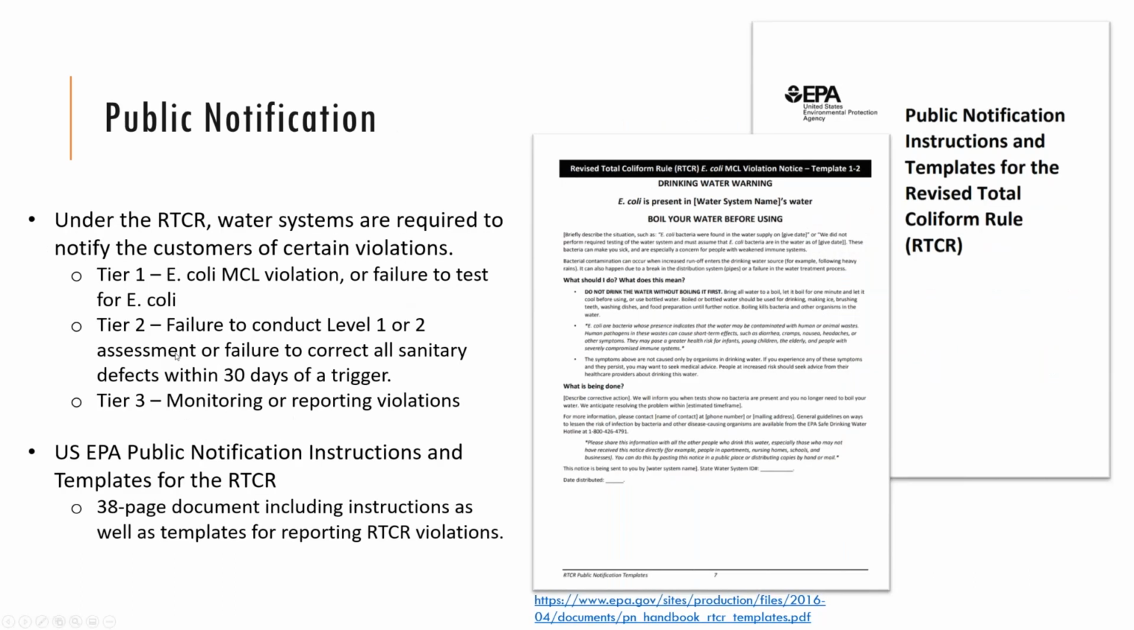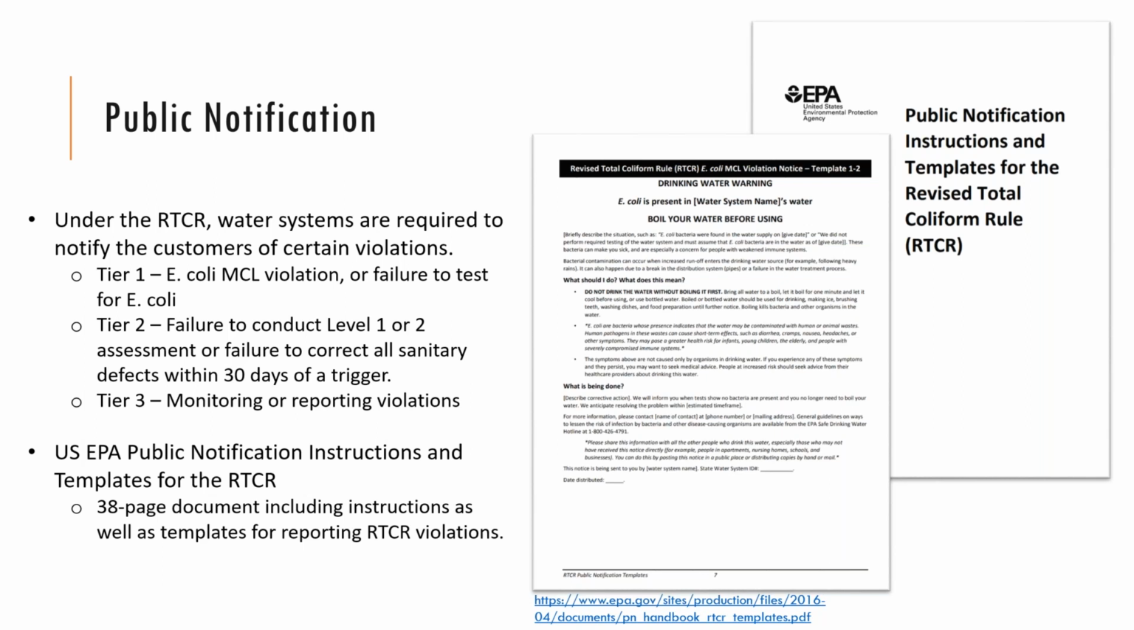Now let's go over the public notification requirements under the RTCR. There are 3 tiers of violations which require the water systems to notify their customers. Tier 1 violation requires immediate notice, usually within 24 hours, and this is triggered from an E. coli positive MCL violation. Tier 2 violations require notice within 30 days.